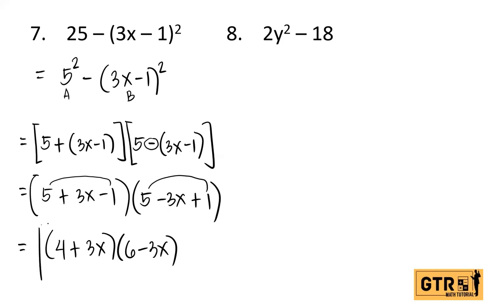Okay, so ito na yung final answer natin. (4 plus 3x) times (6 minus 3x). So okay lang mauna yung 4 sa 3x kasi negative itong 3x. So kung gusto nyo pagbaligtarin, parehas lang yon. (3x plus 4) and then (negative 3x plus 6).